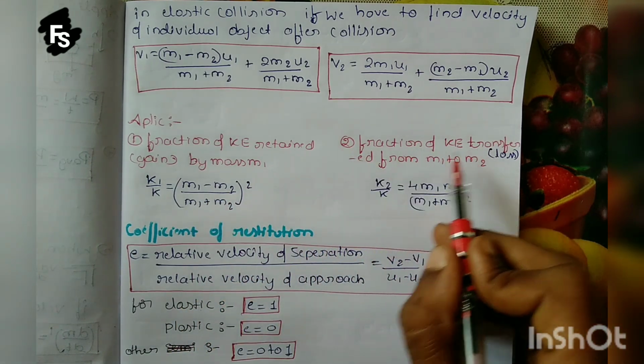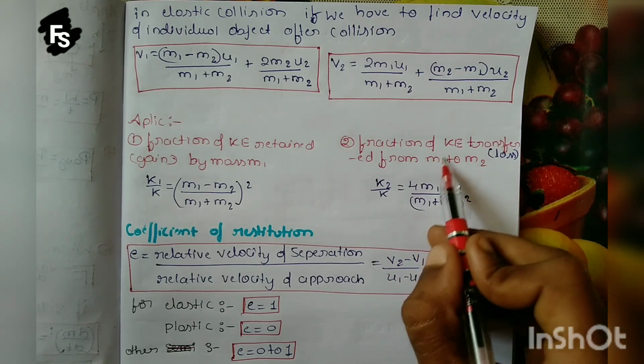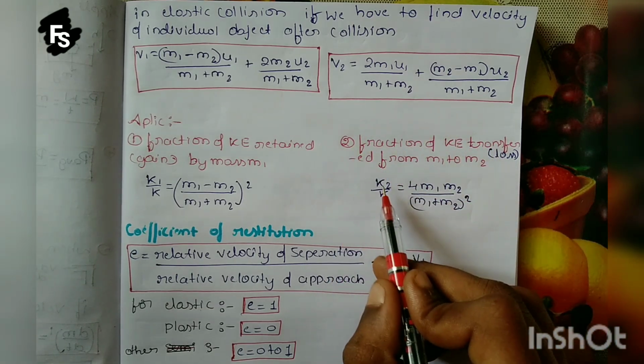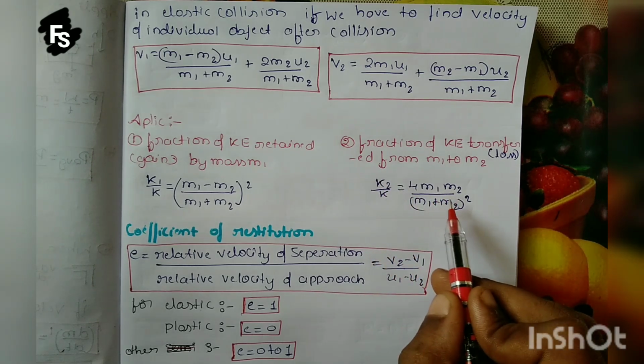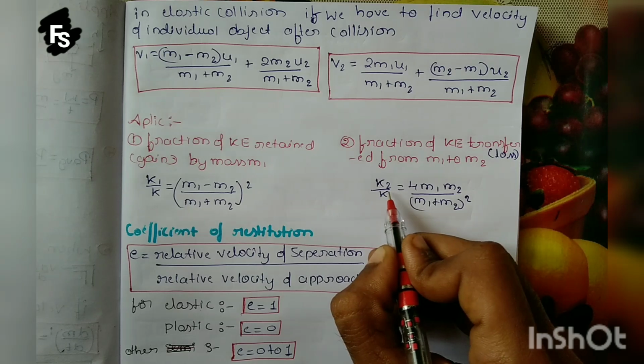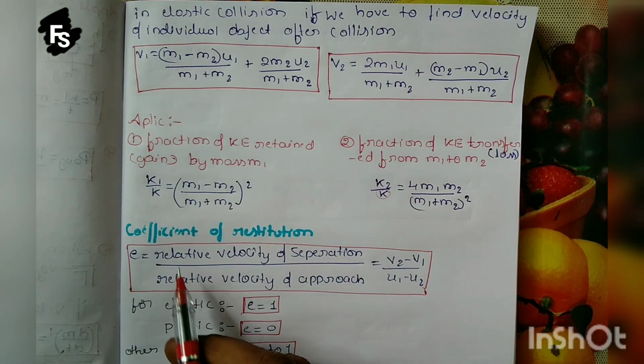If the fraction of kinetic energy transferred from m1 to m2 is asked, that means we have to use the formula K2 by K1 is equal to 4 m1 m2 by (m1 plus m2) whole square. In the question they will give the K, okay, don't worry.